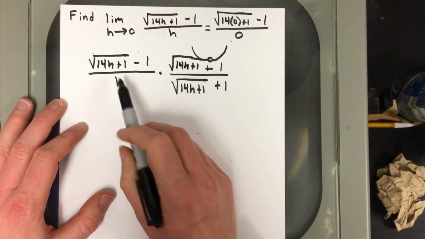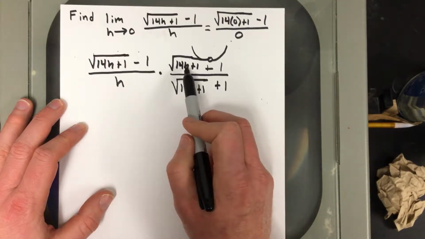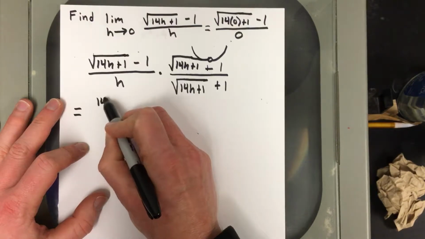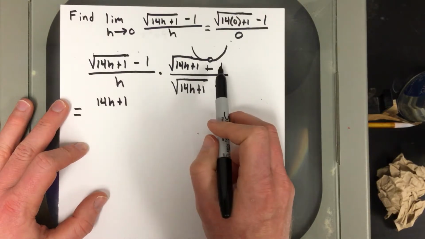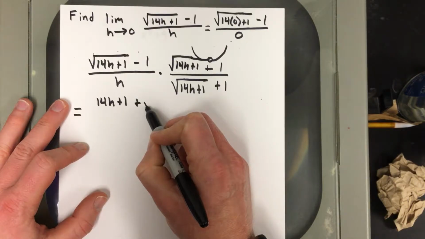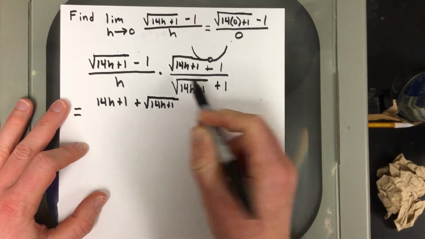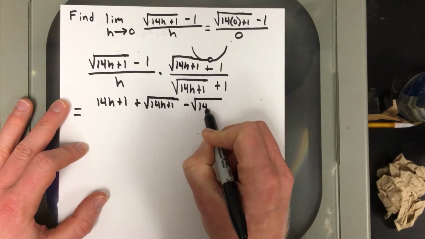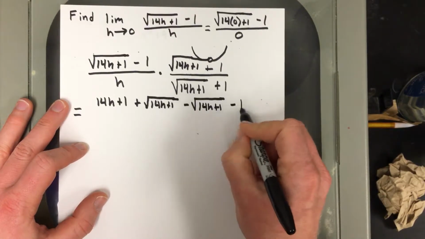When I multiply these, remember we're going to FOIL this out. We take the square root of 14h plus 1 times the square root of 14h plus 1, which just gives 14h plus 1. We take the square root of 14h plus 1 times positive 1, and that gives plus the square root of 14h plus 1. When I take the negative 1 times this, it gives minus the square root of 14h plus 1. And the negative 1 times the 1 gives minus 1 on top.